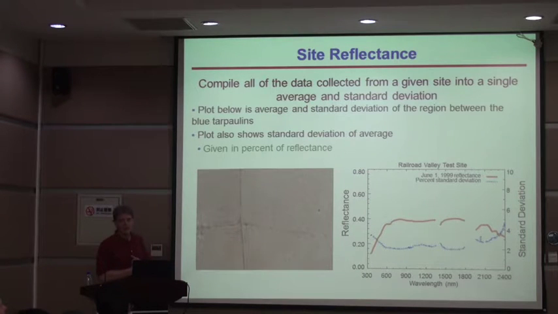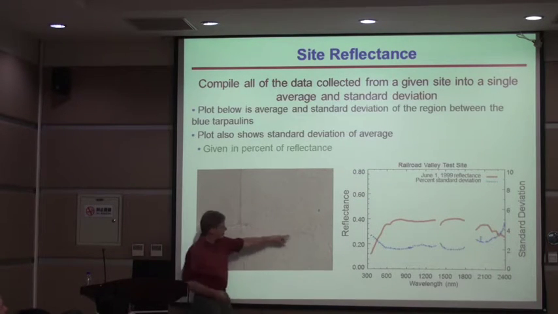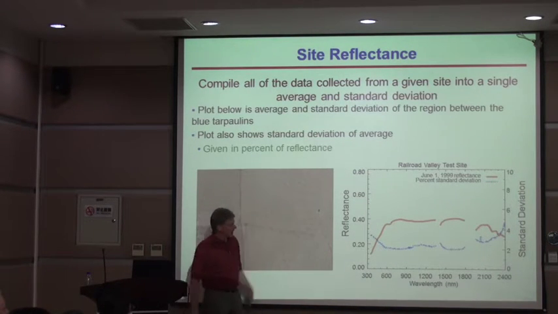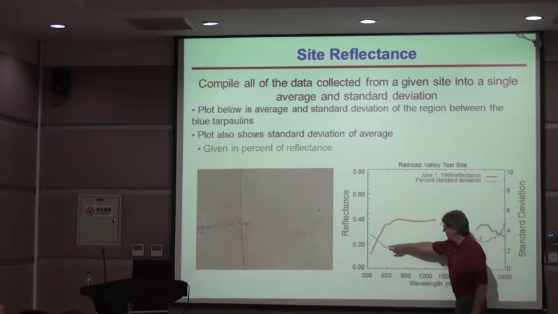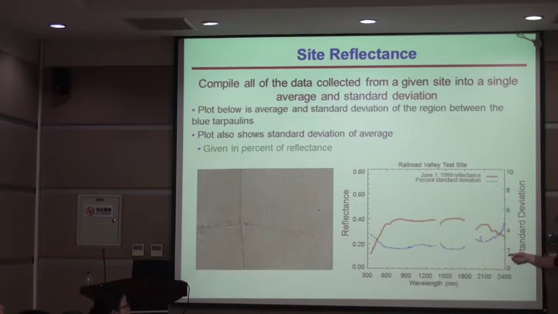So then what you do is you take all of the data, you walk this path, and you average it up. And you can take a standard deviation of that average. The standard deviation, depending on the site, can be anywhere from 0.5% to 5%. White Sands Missile Range was the most non-uniform. Lunar Lake Playa was the most uniform of the sites that we used on a regular basis.